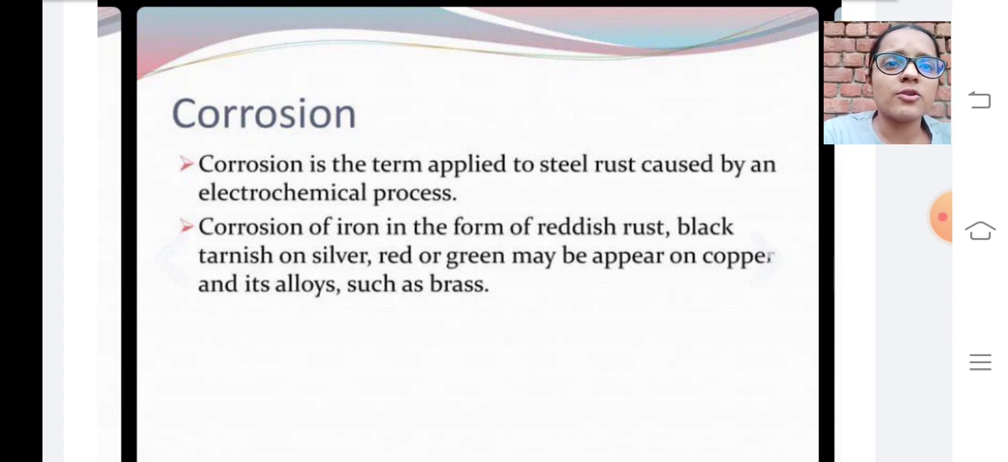Corrosion. Corrosion is the term applied to steel rust caused by an electrochemical process. Corrosion of iron appears in the form of reddish rust, black tarnish on silver, and red or green patches may appear on copper and its alloys such as brass.